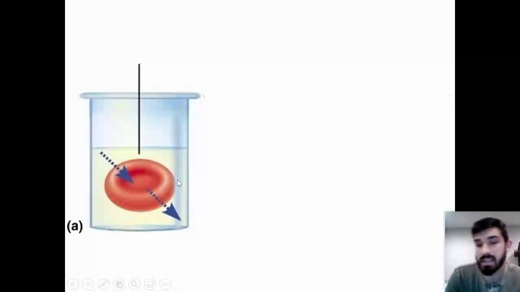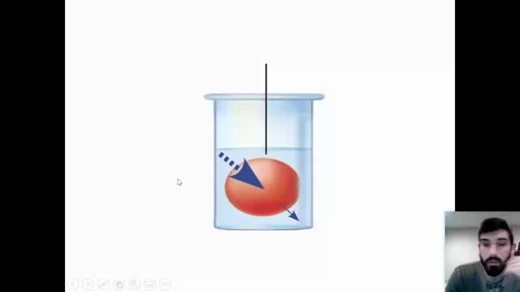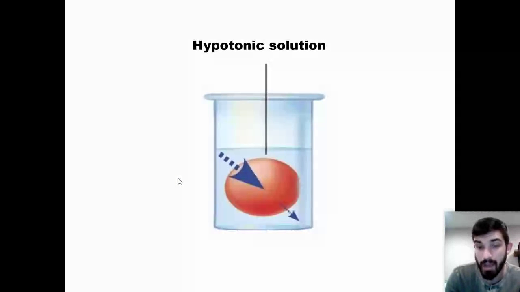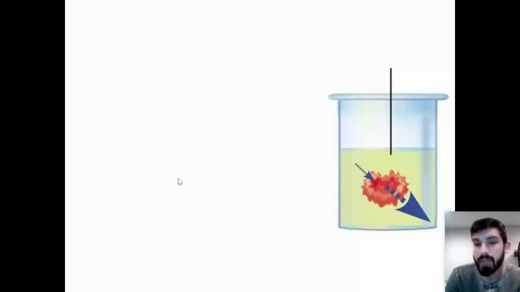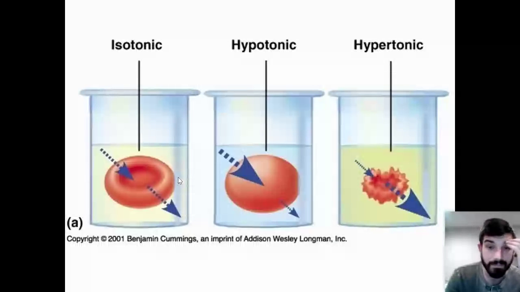Right. So in the case of a red blood cell in an isotonic solution, it would look the same because it's equal. If it were in a hypotonic solution, it would swell up because it would take in a bunch of water. And if it were in a hypertonic solution, it would shrivel because water would leave it.